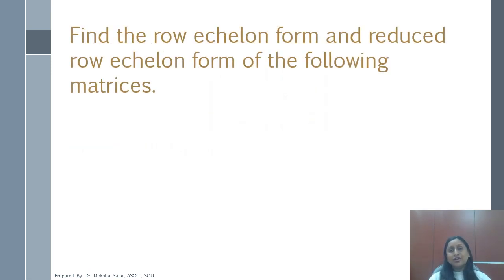Now let's find the row echelon form and reduced row echelon form of the following matrices. This means we can find the row echelon form and reduced row echelon form of any matrix. For this, we need to perform row operations. So let's recall the row operations. There were 3 row operations. First, we can interchange any 2 rows. Second, we can multiply any row by a non-zero constant. And the third one, we can multiply any row by a non-zero constant and add that multiplied row to another row, and we can also subtract them. So using these 3 operations, we can find the row echelon form and reduced row echelon form of any matrix.